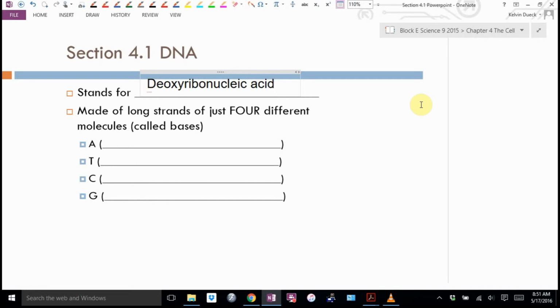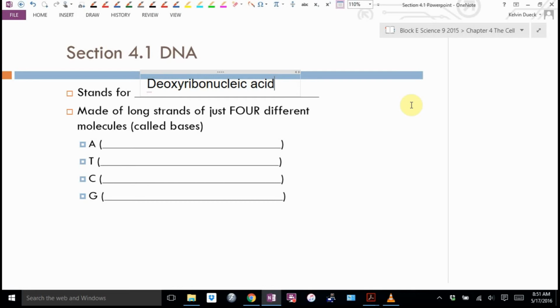No. Okay. DNA is made up of long strands, very long strands, of just 4 different molecules. You are created by, all your cells come from, the genetic code for you is stored with 4 different molecules. That's it. We give them names by their first letter.